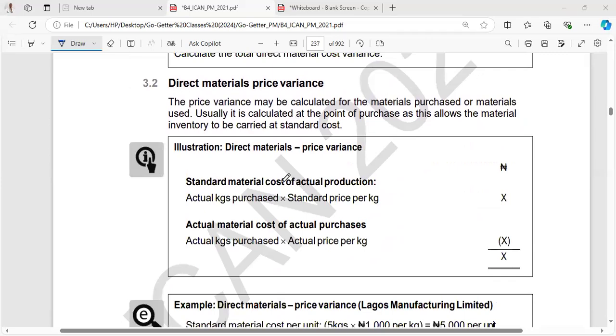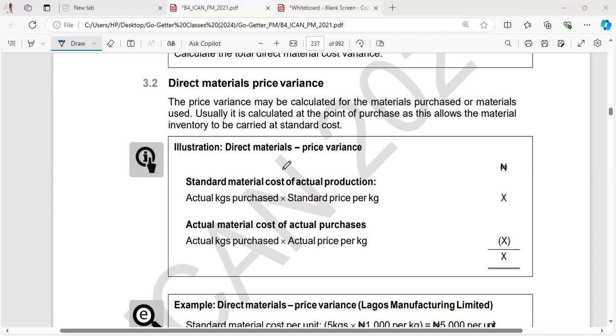It is going to be the standard material costs of actual production. So it means the actual quantity purchased multiplied by the standard price, then the actual material cost of actual purchases. It means the actual kg purchased multiplied by the actual price.